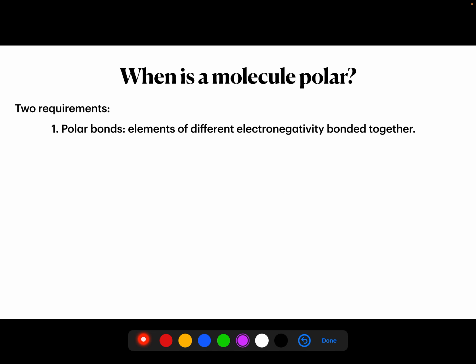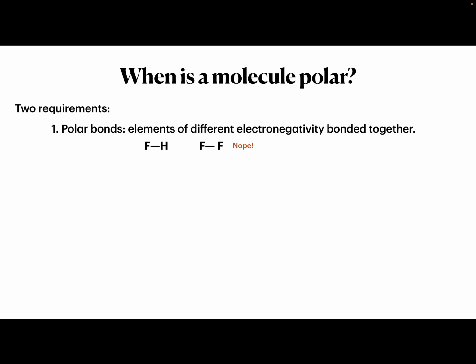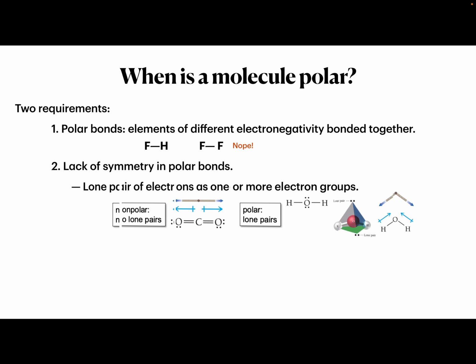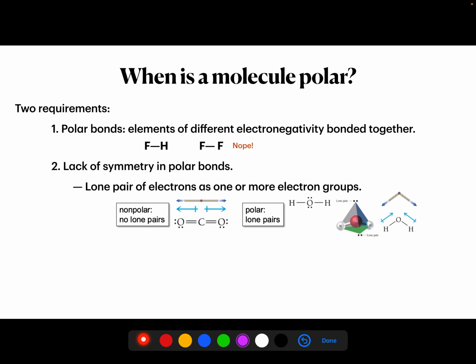All right. So what are the two requirements for resulting in a polar molecule? So when is a molecule polar? Well, it definitely has to have some polar bonds. So if you don't have polar bonds, then you won't have a polar molecule. The other requirement is a lack of symmetry in the polar bonds.